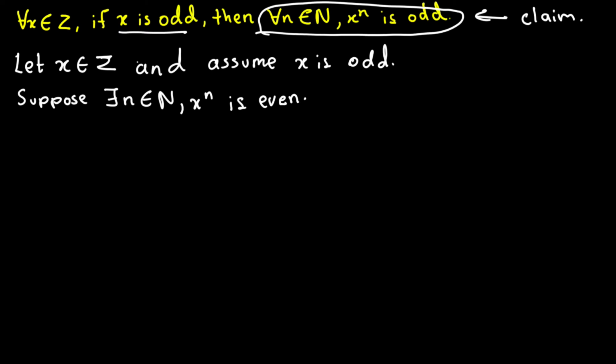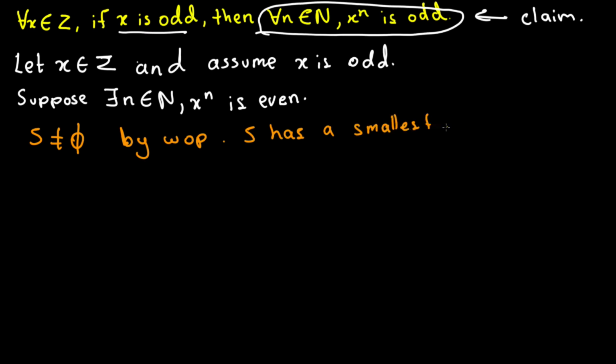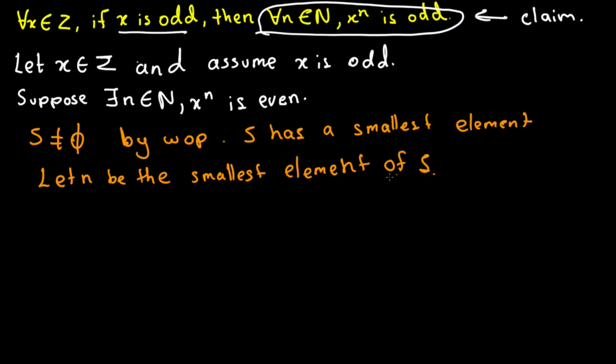To prove that, we have to satisfy the well ordering property, because the well ordering property says that if S is not equal to an empty set, then by the well ordering property there exists a minimum, or you can say smallest element. So S has a smallest element, and we are going to call that element n. So let n be the smallest element of S.